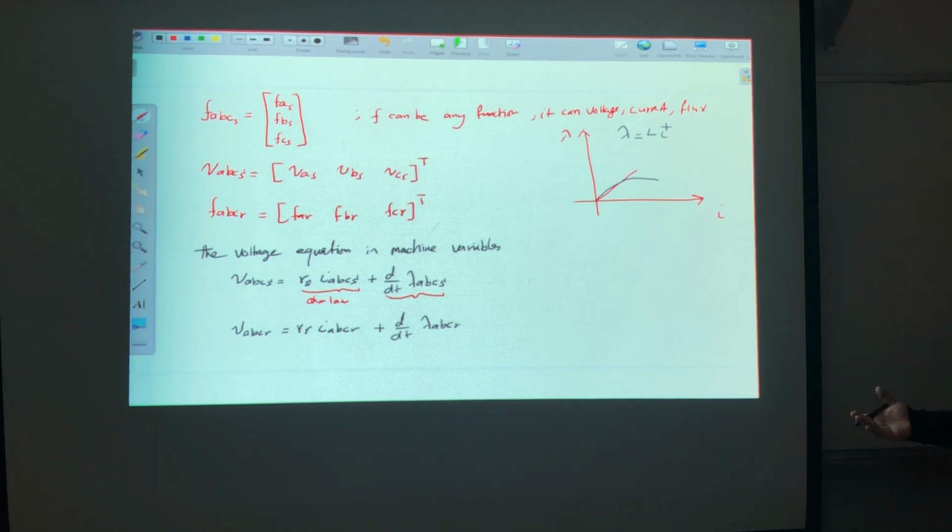If the flux is constant, then simply, if lambda is constant, the d by dt of lambda will be 0. Correct? This will be at steady state. Now the mathematical model will discuss the transient and the steady state. Even in Laplace, by the way, you have a transient period, and you have the steady state.